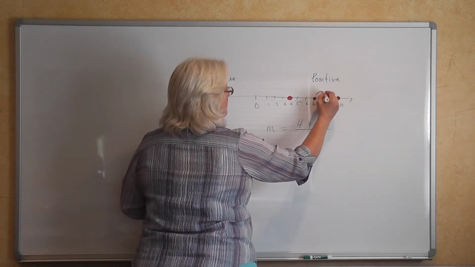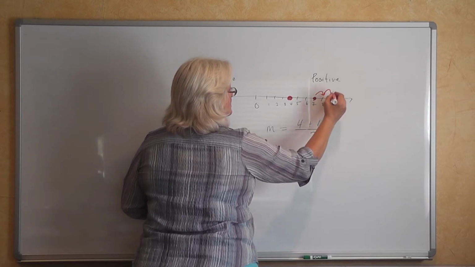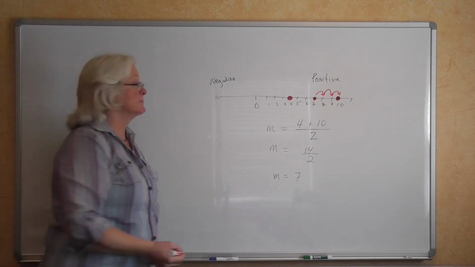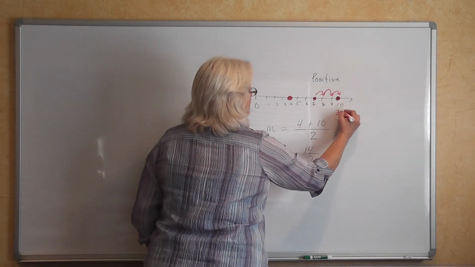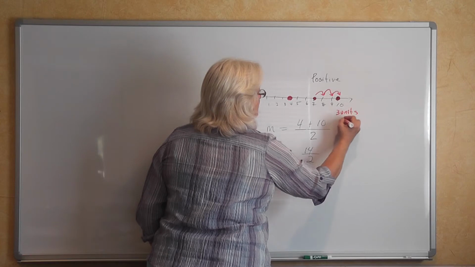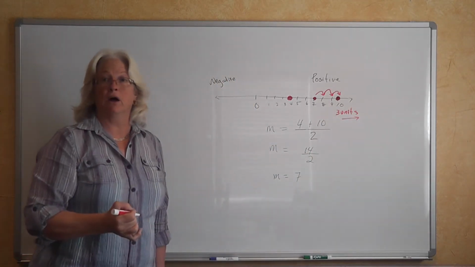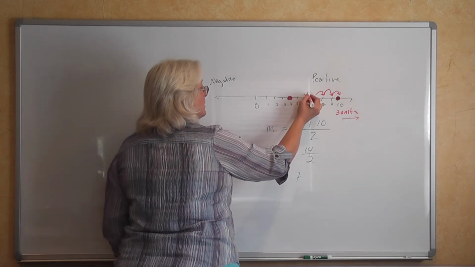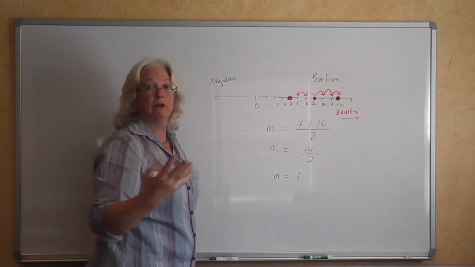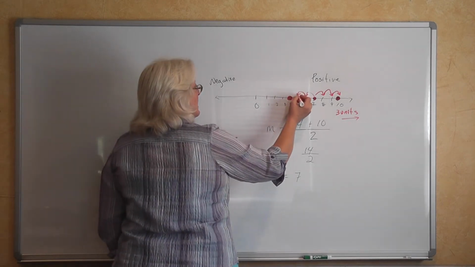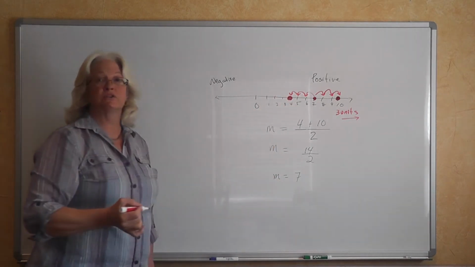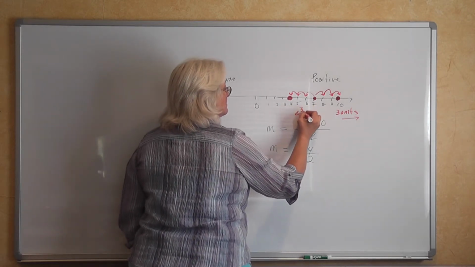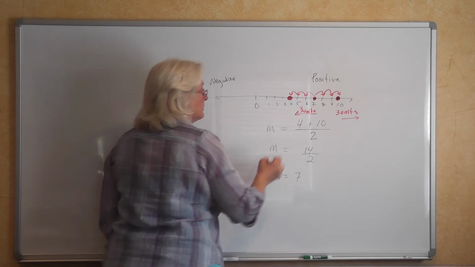From 7 to 8 is 1. From 8 to 9 is 2. From 9 to 10 is 3. So you have 3 units in the positive direction from 7 on the number line. How about in that negative direction? 7 back to 6 is 1, back to 5 is 2, and back to 4 is 3 units. So you have 3 units in the negative direction on the number line.